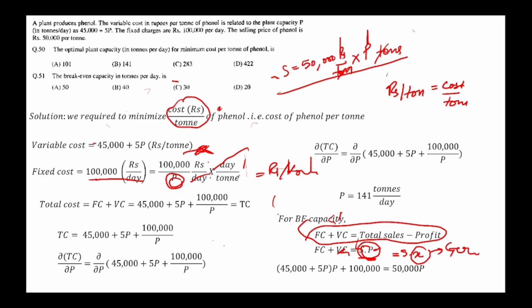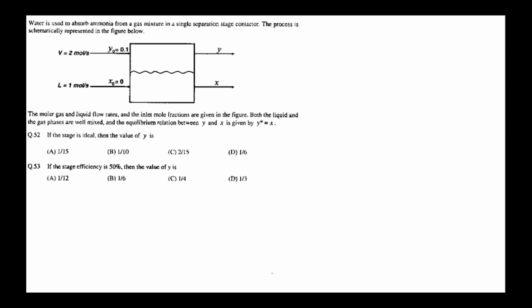Now C, fixed cost is in rupees per day. Sorry, variable cost is in rupees per ton, so we have to convert it into rupees per day. So multiply with P. You will get your answer after solving this equation. Okay, you get a quadratic equation for break-even capacity. Okay, this is a little simpler question.